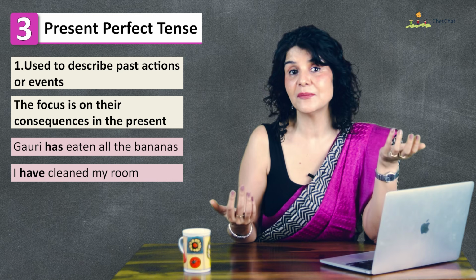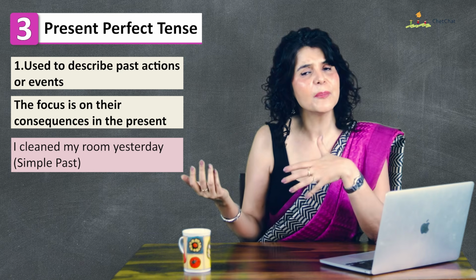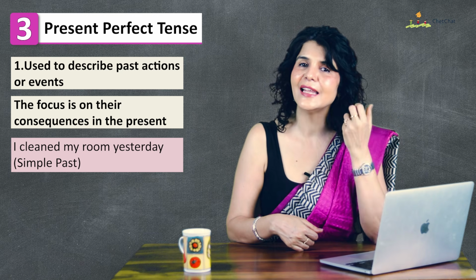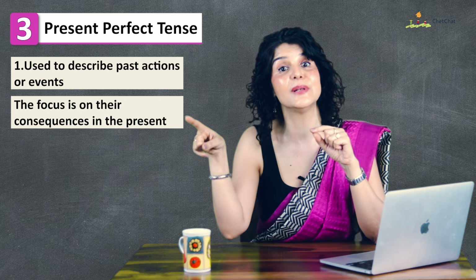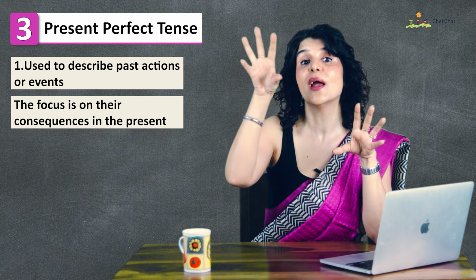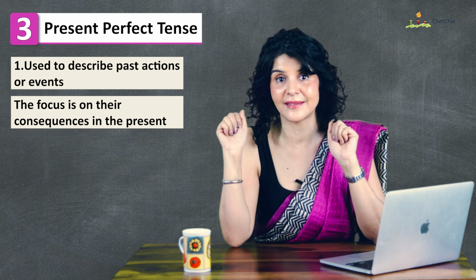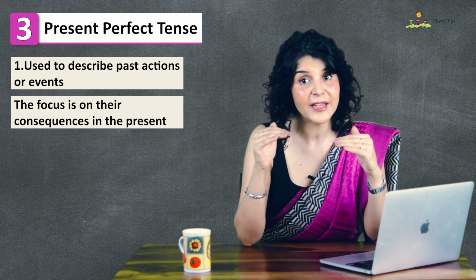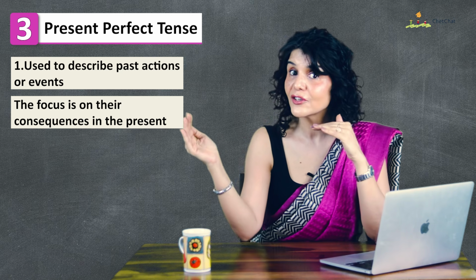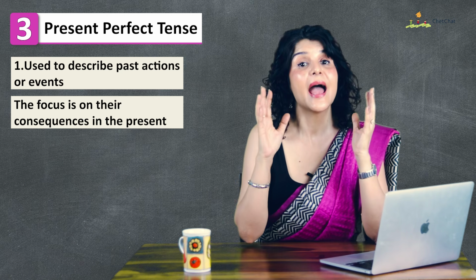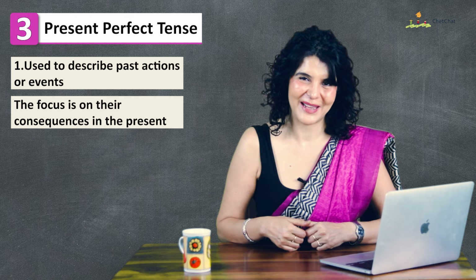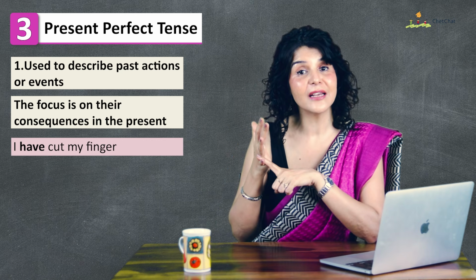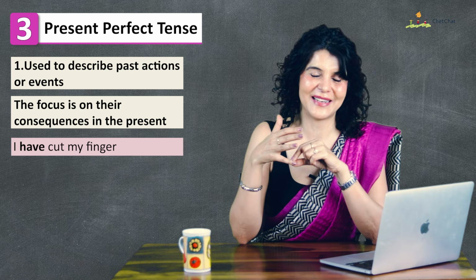I have cleaned my room. In simple past tense, we would have said, I cleaned my room yesterday. And in that case, the focus was more on the completion of the task and when it was done, like yesterday, etc. In present perfect tense, the past action has an effect on the present. I have cleaned my room and I can now go out to play. I have cut my finger and it is bleeding right now.